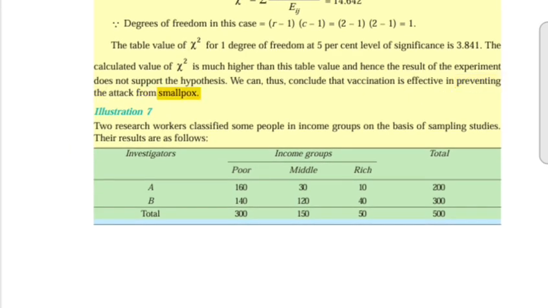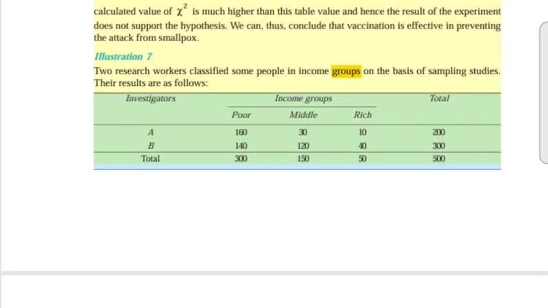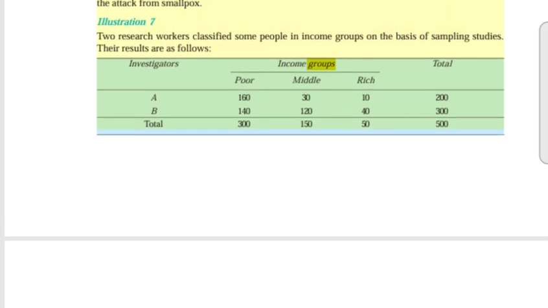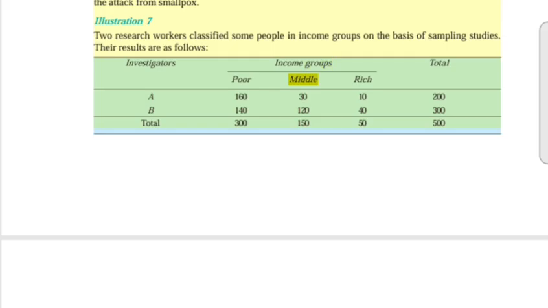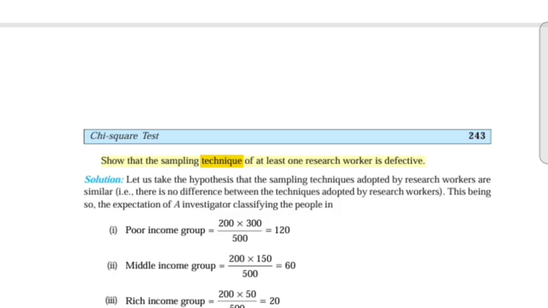Illustration 7. Research workers classified some people in income groups on the basis of sampling studies. Their results are as follows. Investigators A: poor 160, middle 30, rich 10, total 200. B: poor 140, middle 120, rich 40, total 300. Total: 300, 150, 50, 500. Use the chi-square test to show that the sampling technique of at least one research worker is defective.